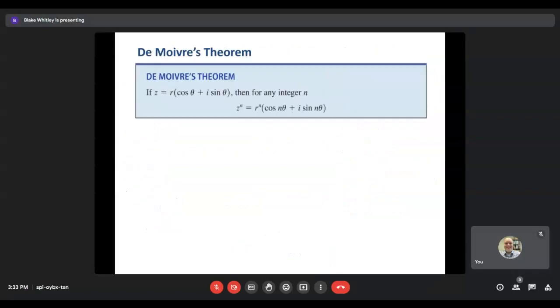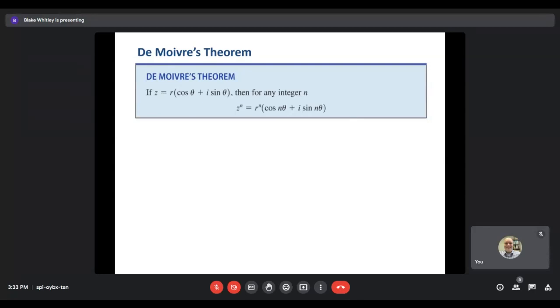All right, and then De Moivre's theorem. So if z is that complex number in polar form, then z to the n is going to be this formula here. So we're going to raise the r value to the same n power, and then we're going to multiply the theta value inside by that n value. Okay, so z to the n equals r to the n times cosine of n times theta plus I times sine of n times theta.